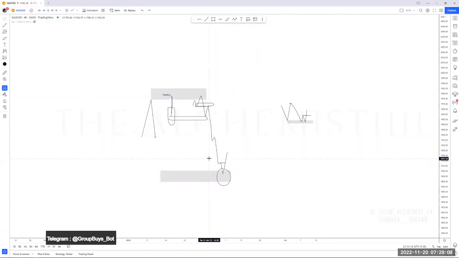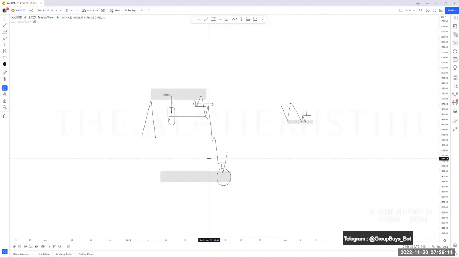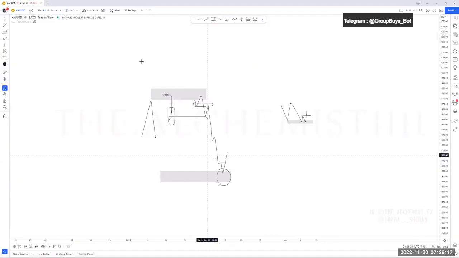So remember, daily to daily, weekly to weekly, monthly to monthly. Not 4-hour to 4-hour, 1-hour to 1-hour. Those are not necessary. Those are only used for entries.